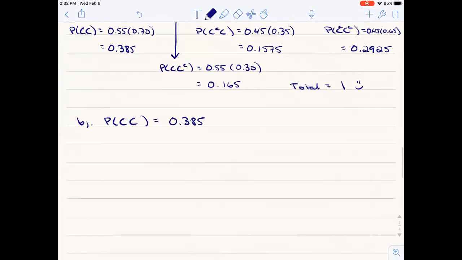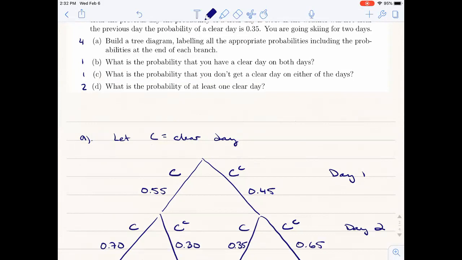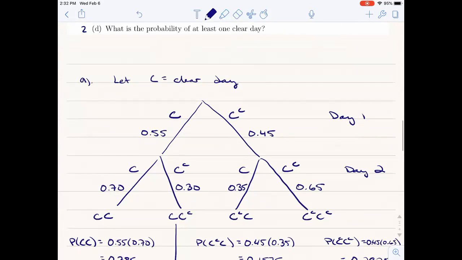So C, here's where things got rough. What's the probability that you don't get a clear day on either of the days? I kind of messed that up. What I meant to say was that it's not clear on both of the days. Makes more sense. That it's not clear, ironically, on both of the days. On both days. That's a little bit better.